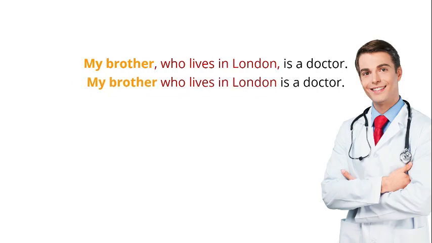Now this one, without commas, is a defining clause. So if I say, my brother who lives in London is a doctor, I'm specifying which brother. So if I use this sentence, it might be that I have a brother in Manchester and another brother in Paris and another brother who lives in New York. This one is specifying which brother I'm talking about, whereas in the first sentence, I presume that you know which brother, and I'm only giving extra information. So both of these are possible.